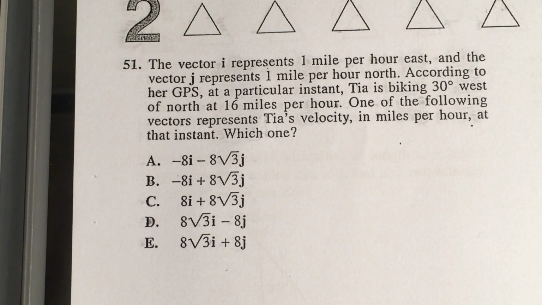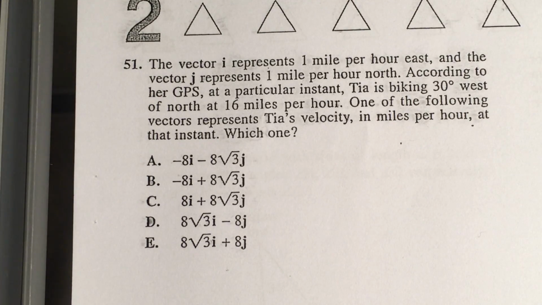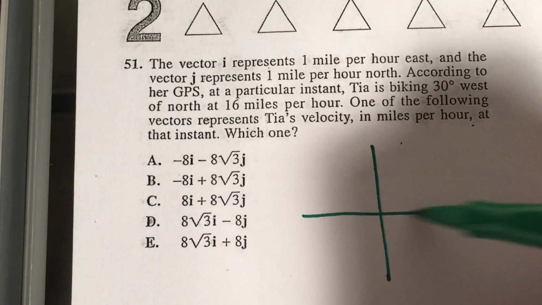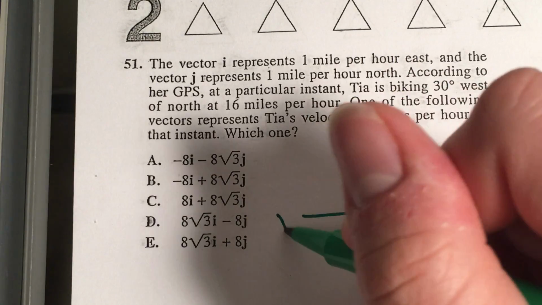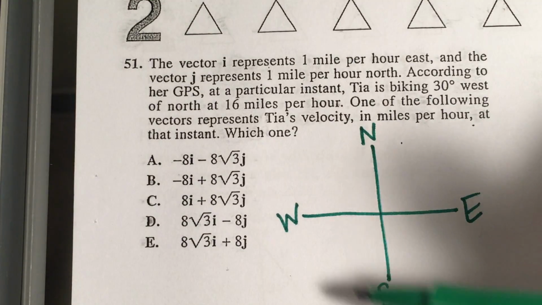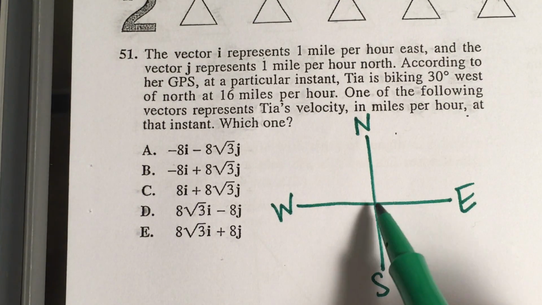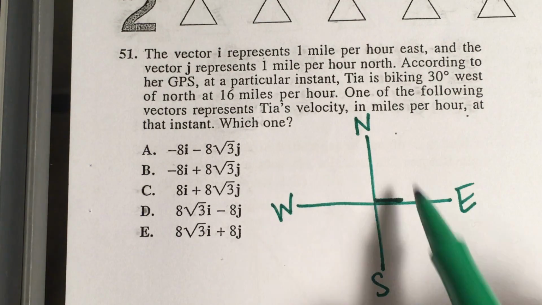All right, team, so this is 51. It says the vector i represents 1 mile per hour east, and the vector j represents 1 mile per hour north. So if I think about this like "never eat soggy waffles," so north, east, south, and west. What they're saying is that i represents 1 mile per hour east.